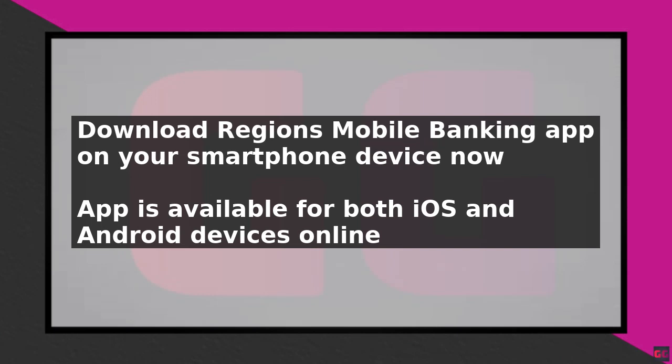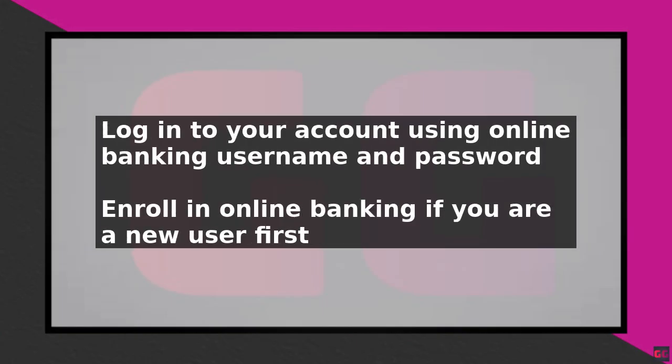After logging in, tap the menu icon and select Mobile Deposit. You will then be asked to accept the terms and conditions of the mobile deposit service. Read through the terms carefully and check the box to accept. Next, select the account you want to deposit the check into and enter the amount of the check. Make sure to enter the amount carefully, as it will be verified later.